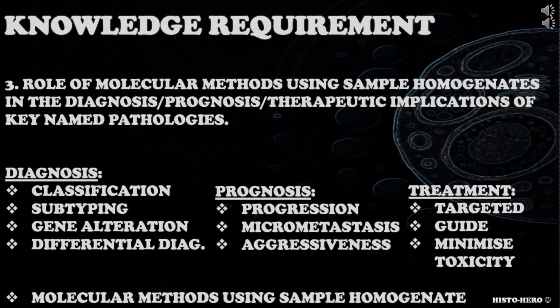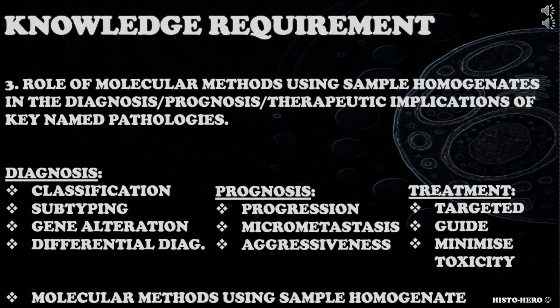The third knowledge requirement is role of molecular methods using sample homogenates in the diagnosis, prognosis, therapeutic implications of key named pathologies. Candidate needs to have the knowledge and understanding about role of molecular methods in diagnosis, prognosis, and treatment of diseases. You could ask the candidate to explain the role of molecular methods using sample homogenate in diagnosis, prognosis, and treatment of key pathologies, to list key pathologies that can be assessed using those methods, to give examples of methods that use sample homogenate.